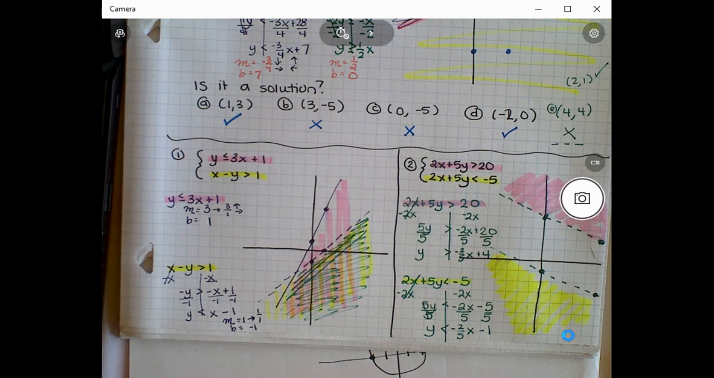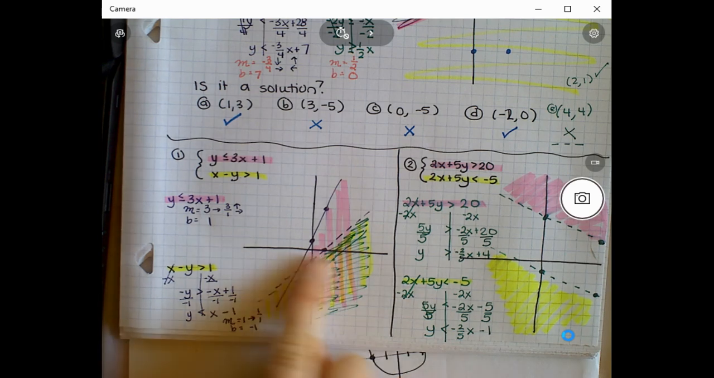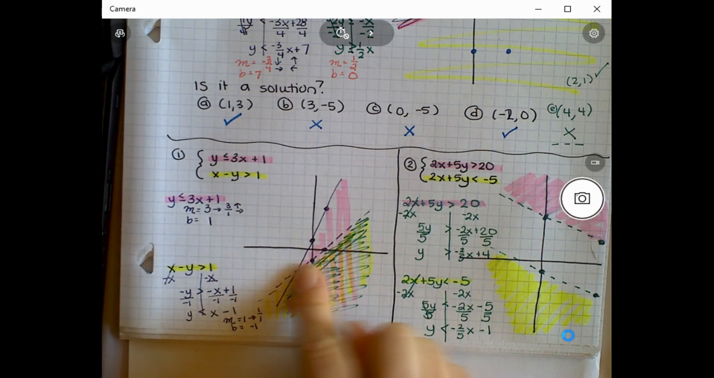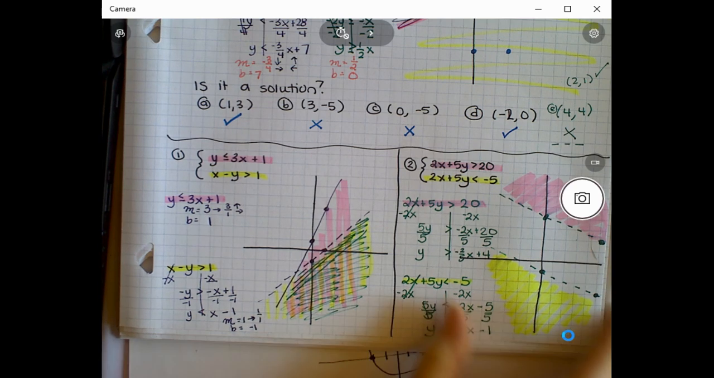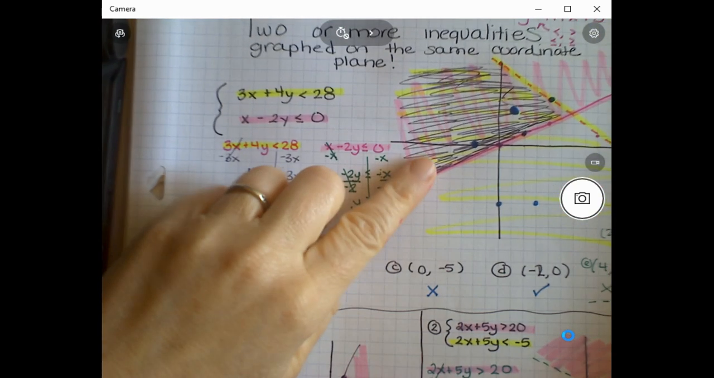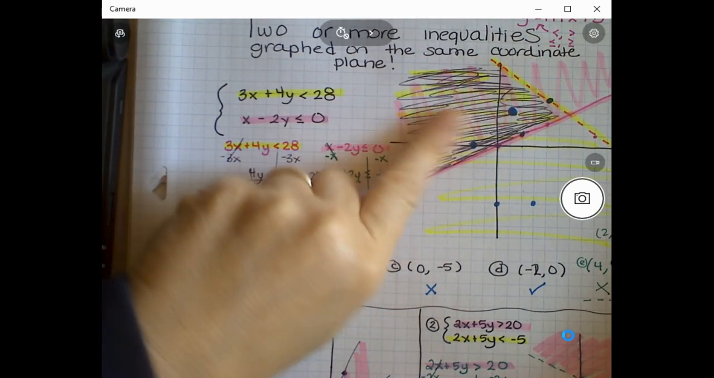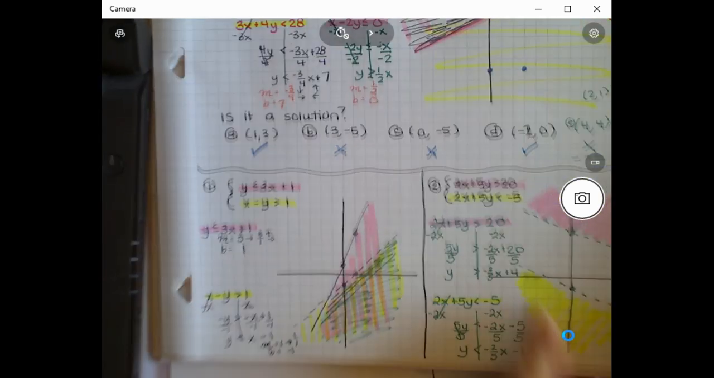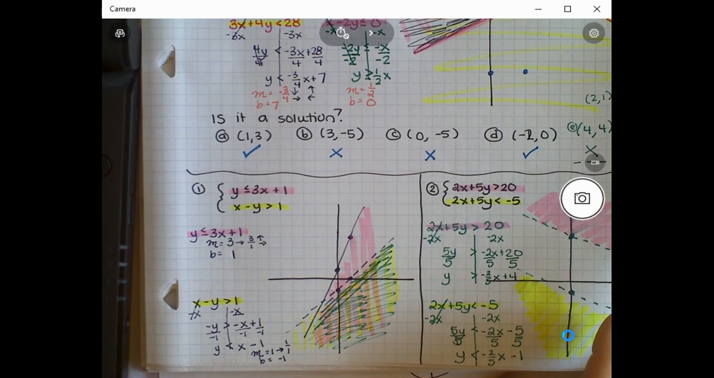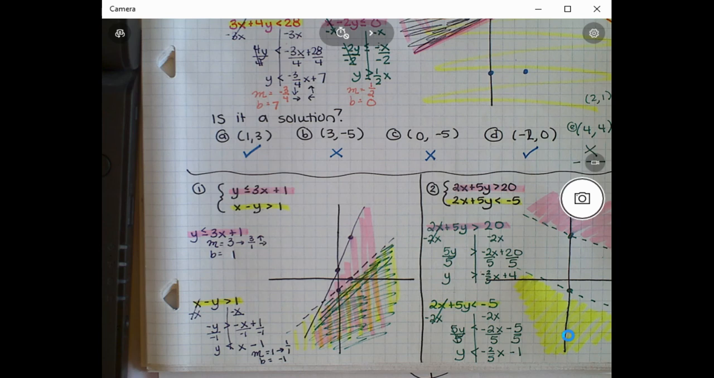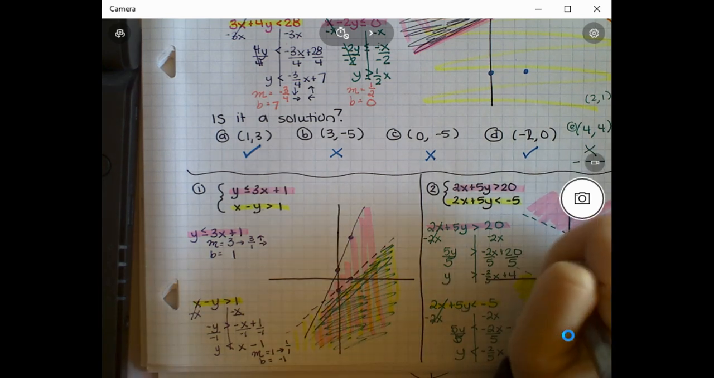What do you notice? On this one, the answers are where they were shaded both colors. On the one up here, the answer is where they were shaded both colors. But on this one, there's nowhere that it's shaded both colors, which means there is no solution to this system of inequalities.